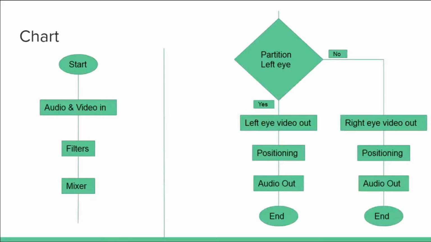Like I said in the previous slide, it starts with the audio video input, because audio also plays a crucial part, since you want to know from which side the sound is coming from, whether it's the left or right side. And then there is a filtering process, then there are some mixers, and those mixers will divide those rays of light for the left eye and for the right eye. And that's how you will get your final image or your output.